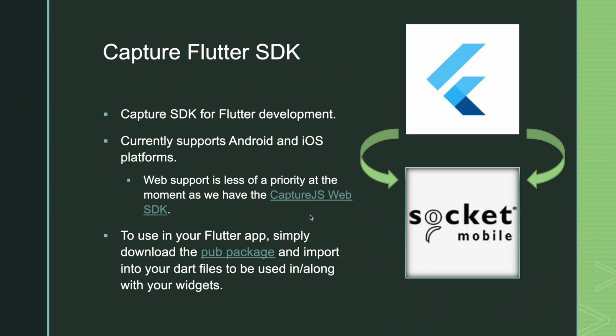To use Flutter in your application, you simply download the pub package and import it into your Dart files to be used in and along with your widgets.